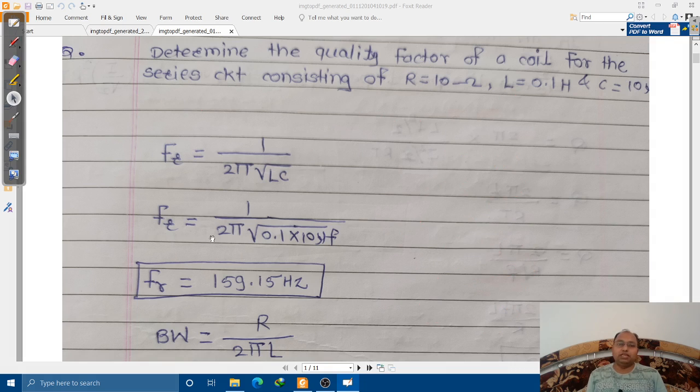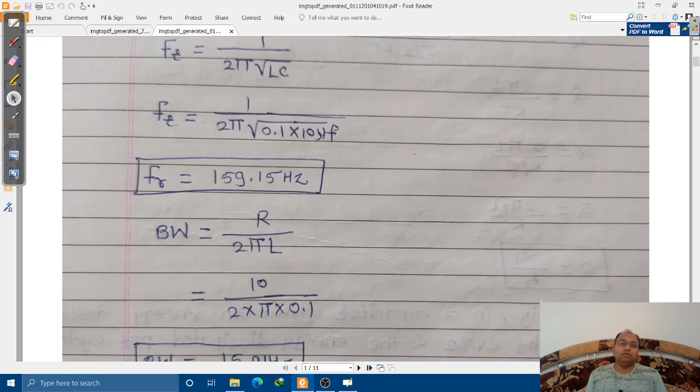First is your FR. You know the formula to calculate FR. FR is equal to 1 upon 2 pi root LC. So put the values of L and C in this equation. You will get the value of FR as 159.15 Hertz.